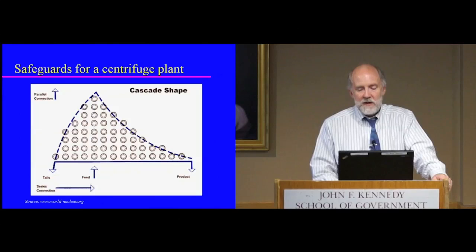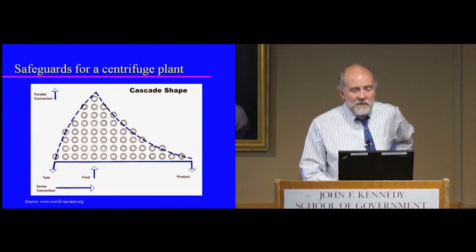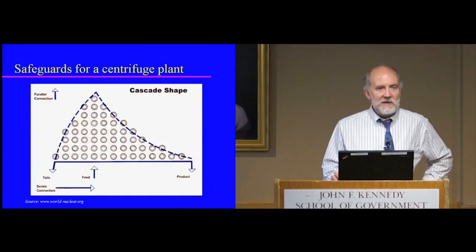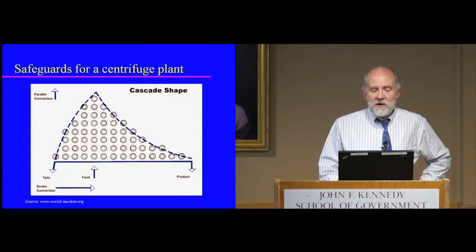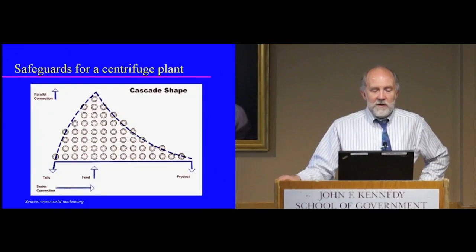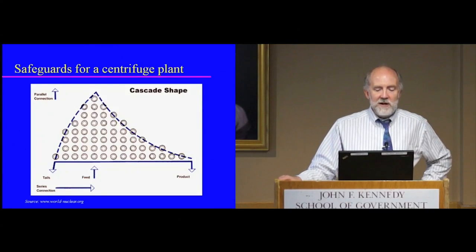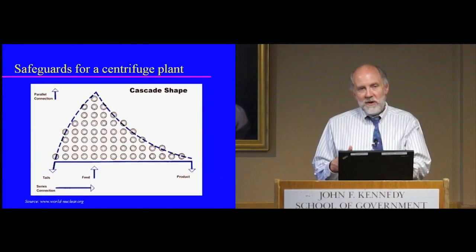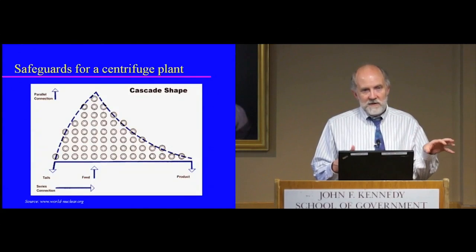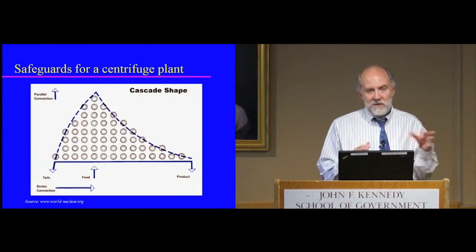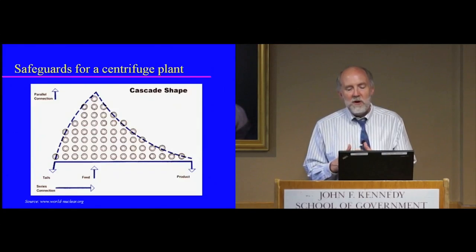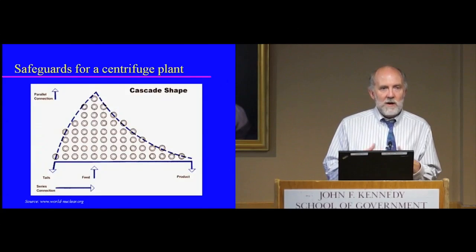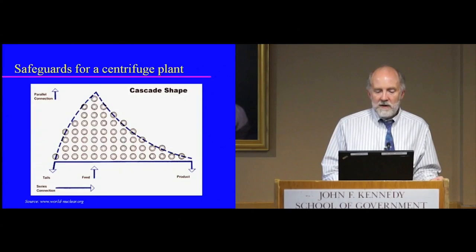So just to give you an idea, let me talk a little bit about safeguards at centrifuge enrichment plants, one of the most proliferation sensitive kinds of facilities. This is the sort of shape of a cascade for a centrifuge enrichment plant. It's thickest at the middle where the feed goes in. It's a little bit thinner down at the end where the tails, the waste product, come out of the cascade. We talked about enrichment before in class. And then it's very thin out at the product end where the actual enriched material comes out.